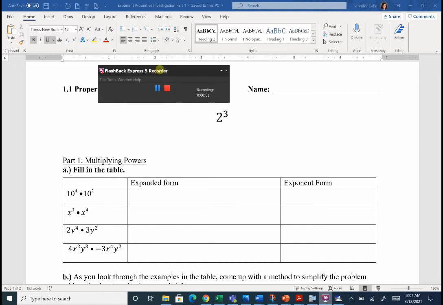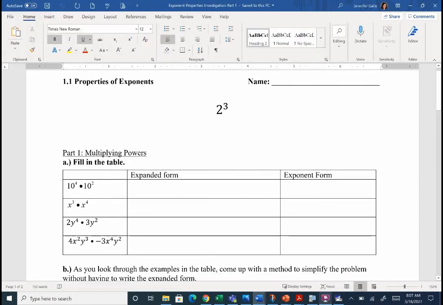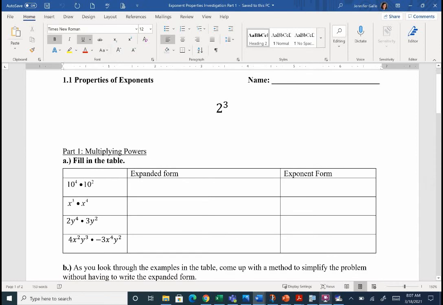This unit, guys, is going to be all about exponents. And we're going to start with just some basic exponent properties today. You had them, but it was probably at the beginning of last year, and we may or may not remember those. So let's just start with the basics.